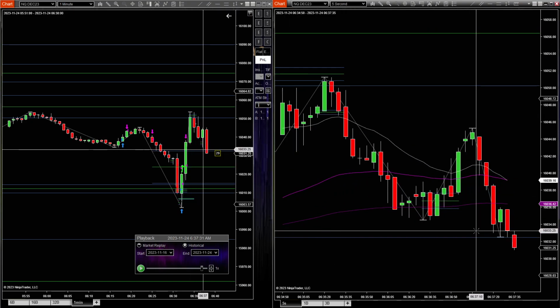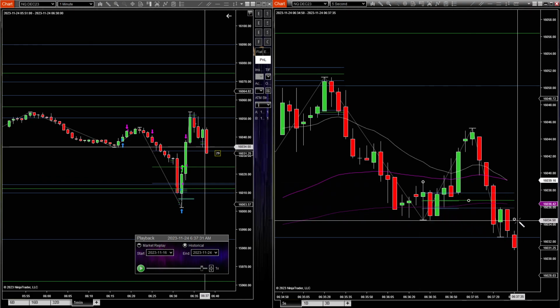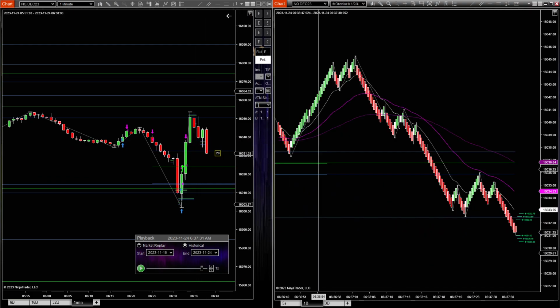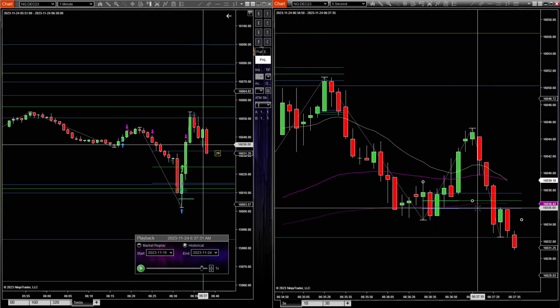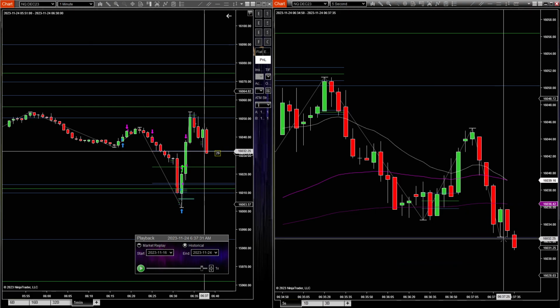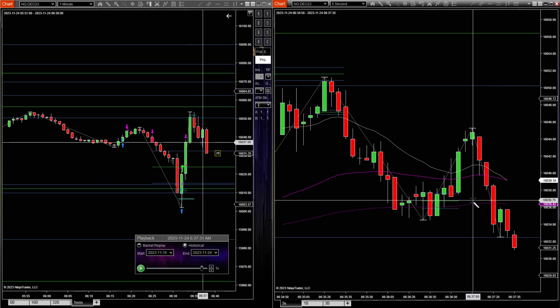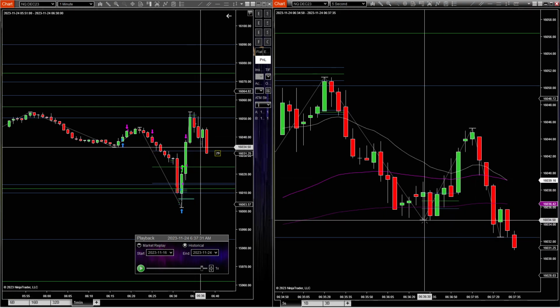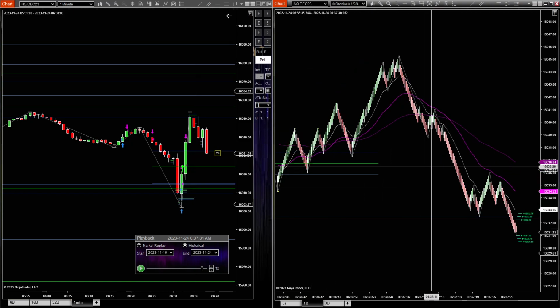Lower zone could have been this, and it just violated that with no shifts too. So this zone down here, it ran the low. That's not what we want. It ran the low before going higher.